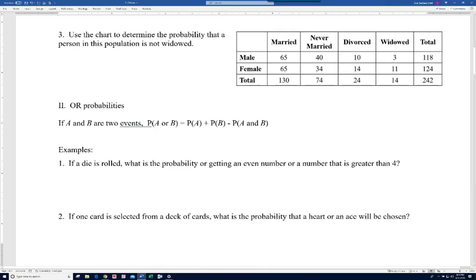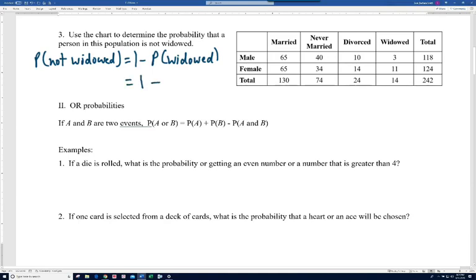In number 3, it says, use the chart to determine the probability that a person in this population is not widowed. So this would be 1 minus, I'll just go ahead and write this out. The probability that you're not widowed would be 1 minus the probability that you are widowed. It's not a good thing to be. That means your spouse has died.